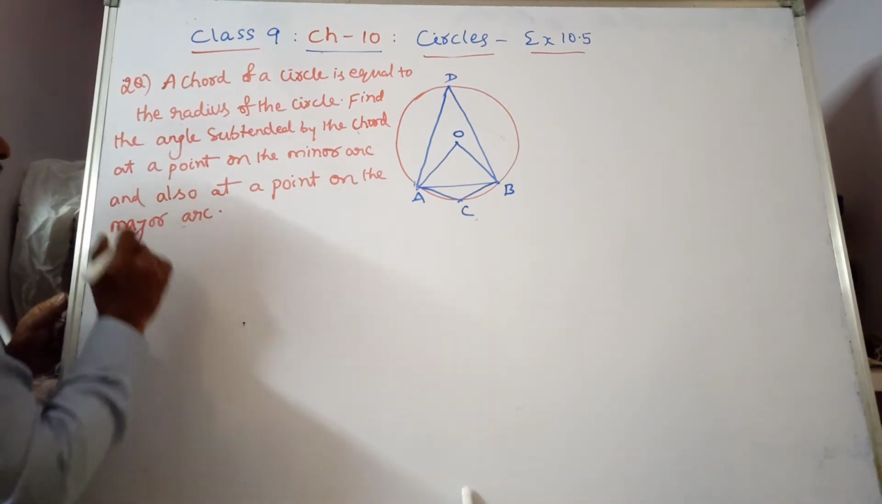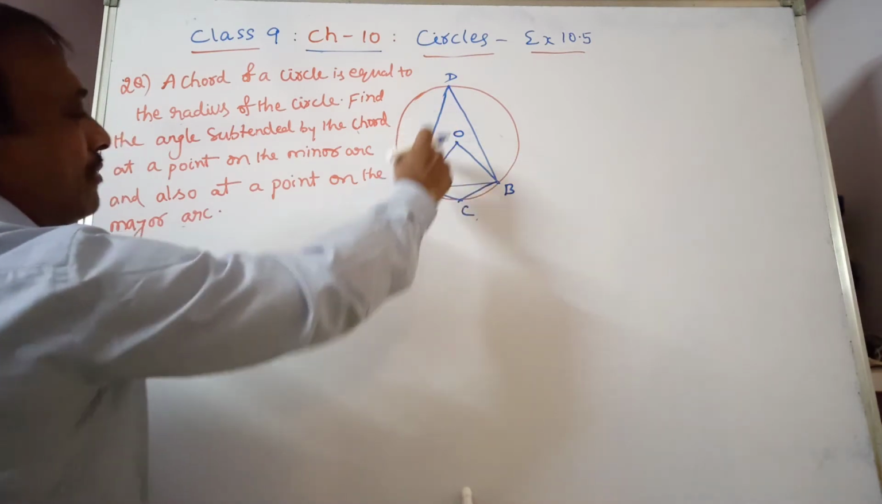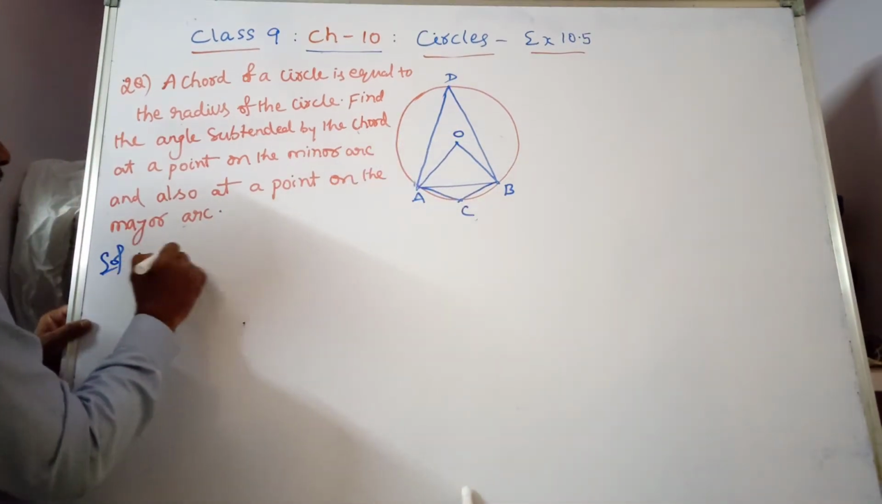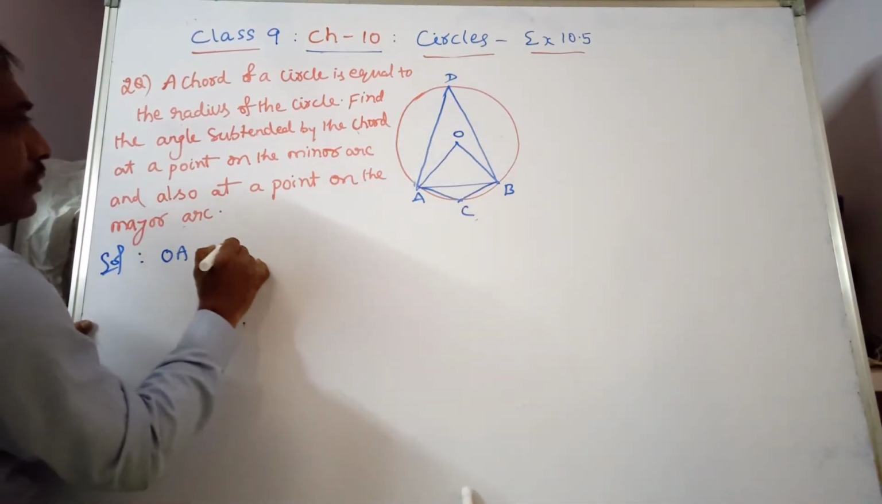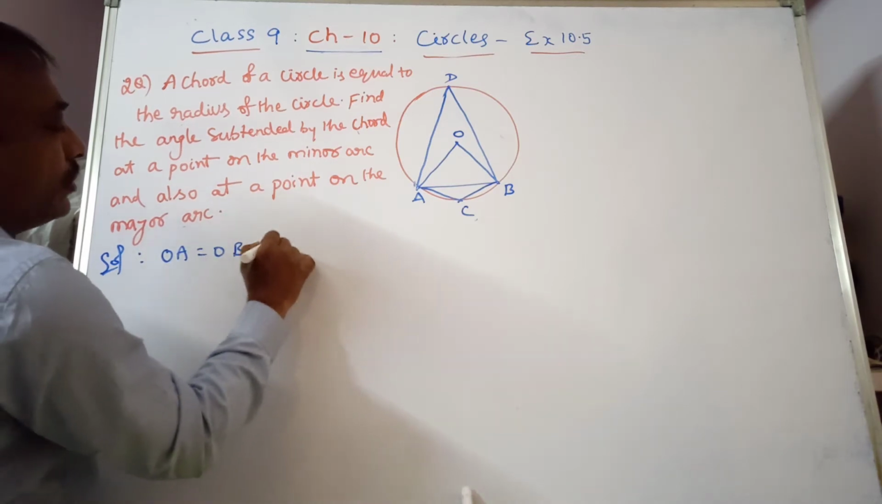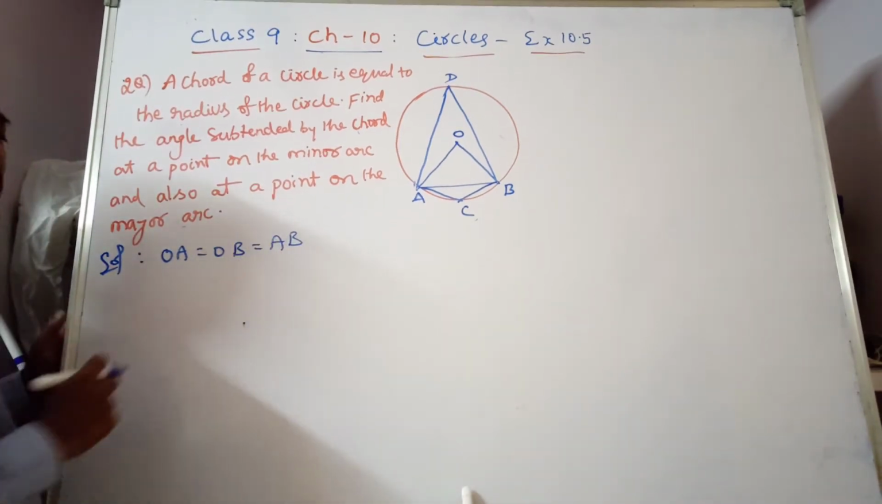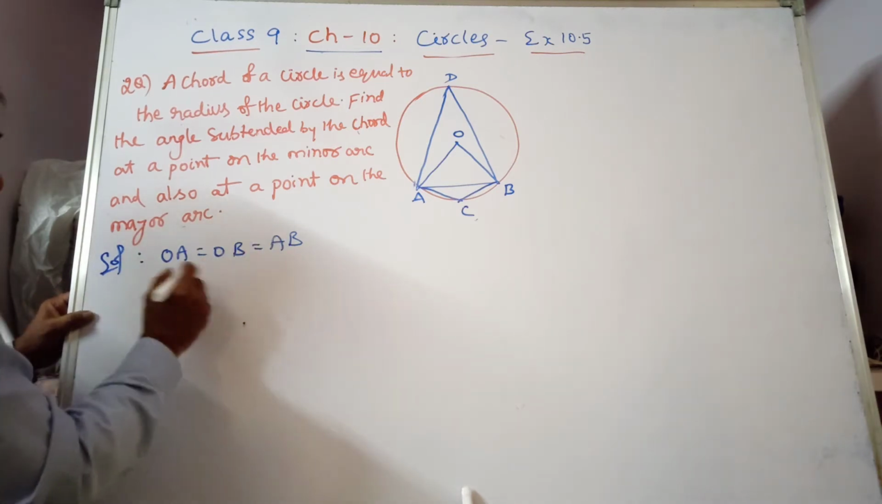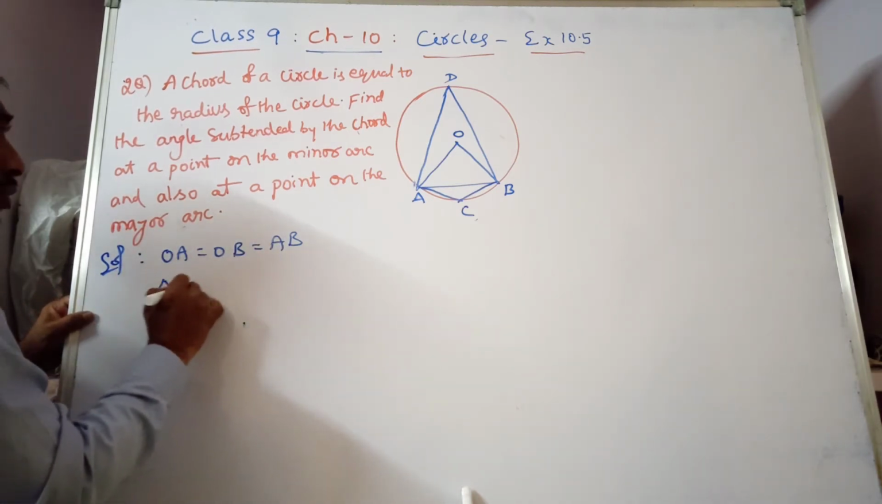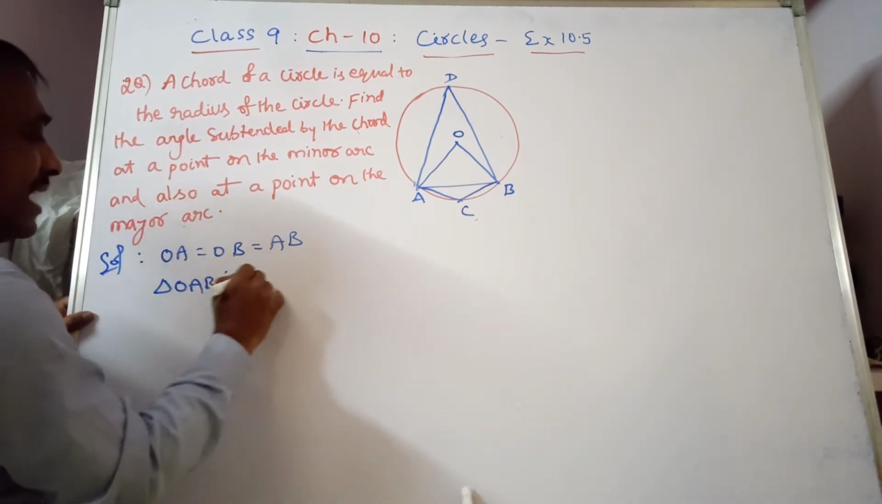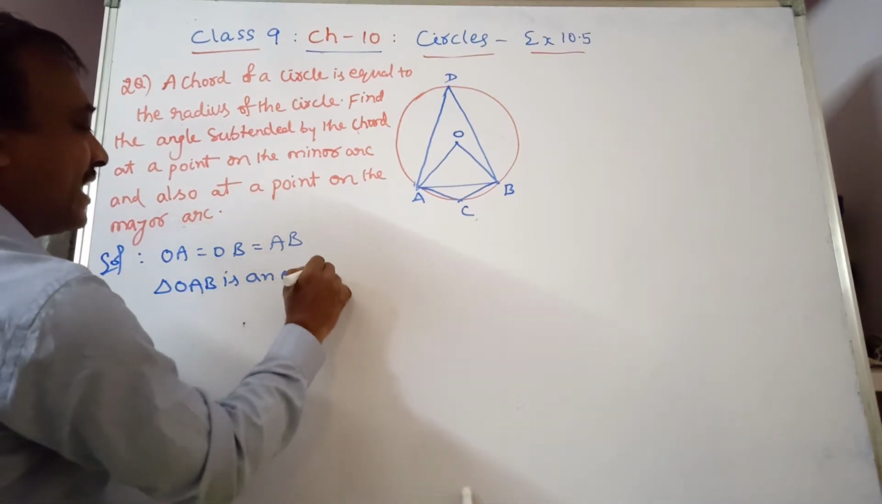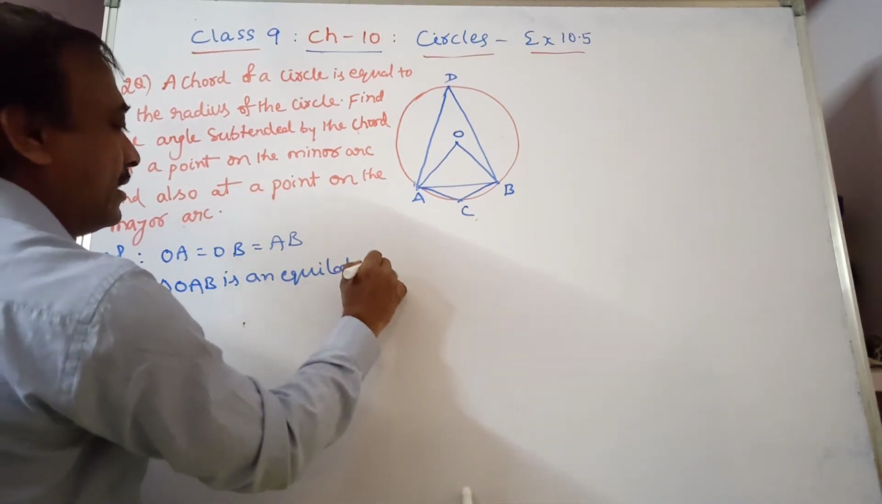Solution: chord AB is equal to the radius. That means OA is equal to OB is equal to AB. If all three sides are equal, what do you call it? So triangle OAB is an equilateral triangle.